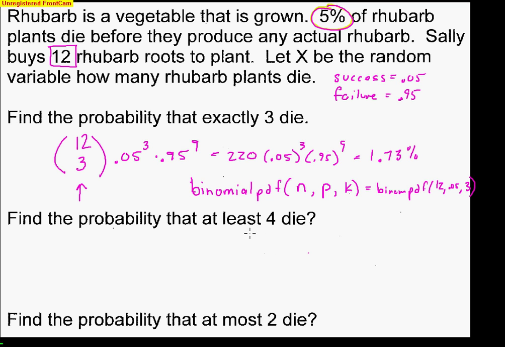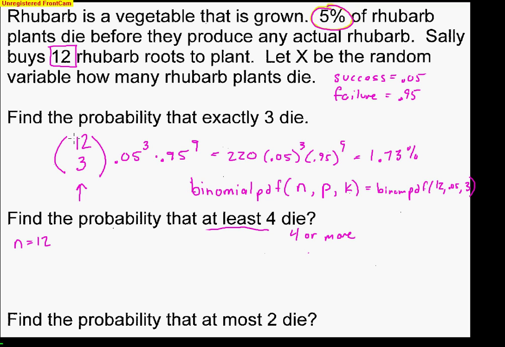Now, at least 4, we have to understand what at least 4 means. At least 4 means 4 or more. Now, we have 12, right? We have 12 trials here, 12 plants. So 4 or more means 4 or 5 or 6 or 7 or 8 or 9 or 10 or 11 or 12. Now, let's talk about how crappy that would be.